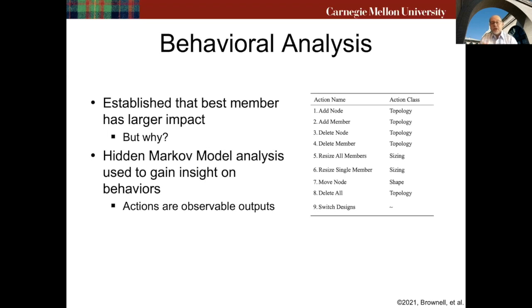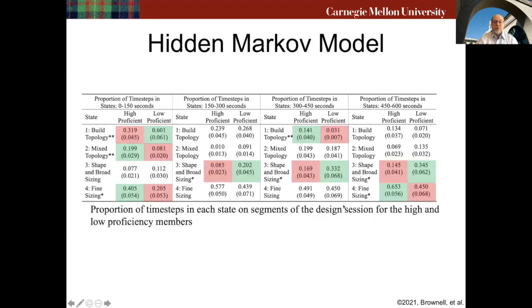And it turns out, again, all those different moves that I told you we can make, from topology to sizing to shape. What we find out is that in the hidden Markov model, four different groupings is the best for the performance of the model. And we can realize that these groupings run from build topology to fine sizing.